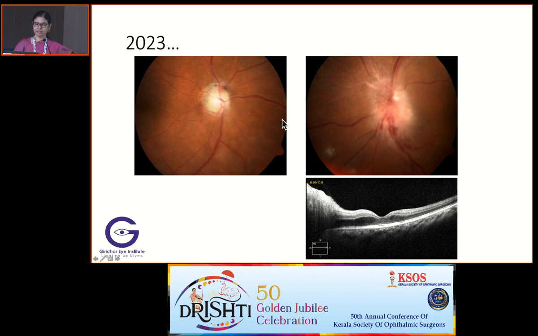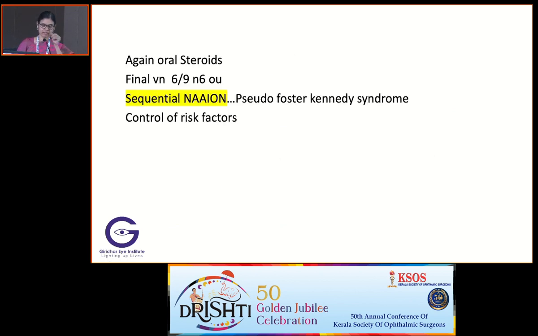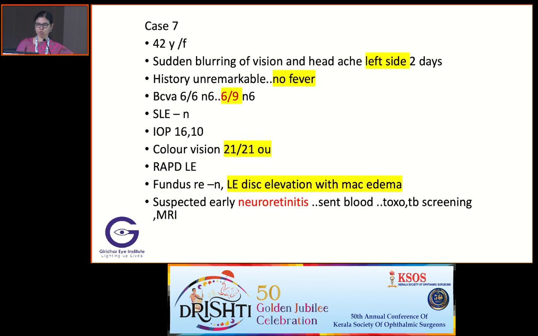At that time, the right eye disc had become pale, and the fields showed an altitudinal field defect. It's a case of sequential non-arteritic AION, pseudo-Foster Kennedy syndrome. We have to keep the risk factors under control.